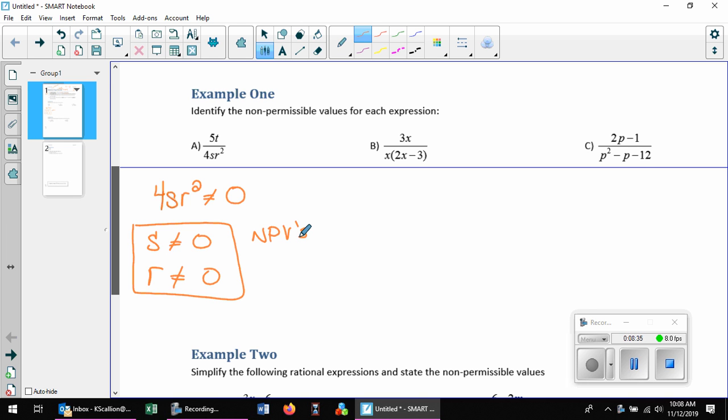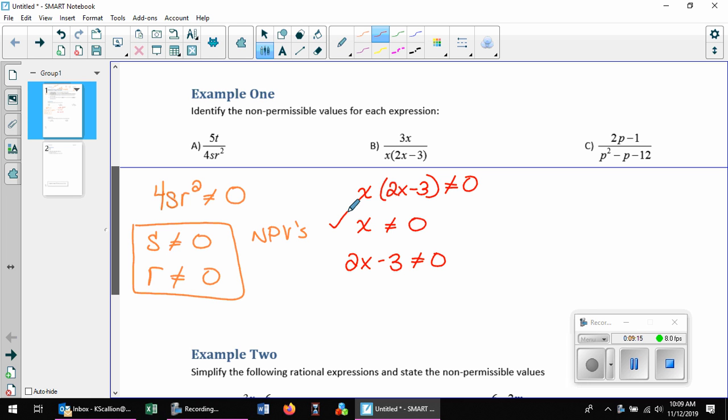Okay, so I'm looking at B. I've got 2 of them, right? I've got x, and I have 2x minus 3. Now, if we were to do this, you guys have done this a million times. You've done this for solving quadratics, right? You factor it. It is in factored form. This is a foreshadowing of what's to come. It's in factored form. So then you set each factor not equal to 0.